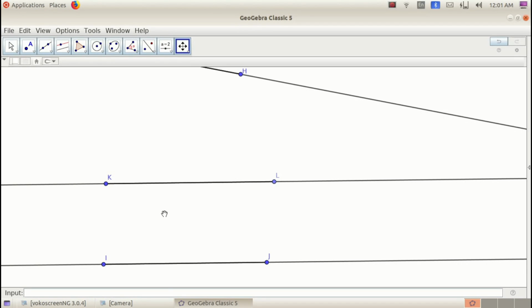Once more I repeat. Lines which are at the same distance everywhere and do not meet anywhere are called parallel lines. And all of you take your notebook while watching this video and take down in your notebook this definition about parallel lines. Okay.